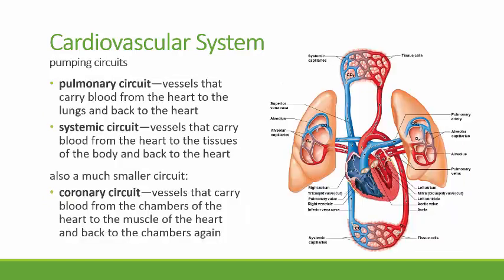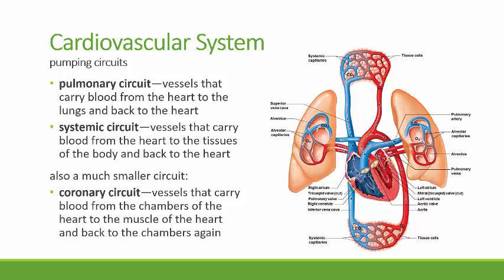So we can think about the pathways that blood flows as circuits, as these closed circuits of tubes that take blood from the heart and then return it to the heart again. And there are three circuits that we can think about, or three types of circuits that are associated with the heart.